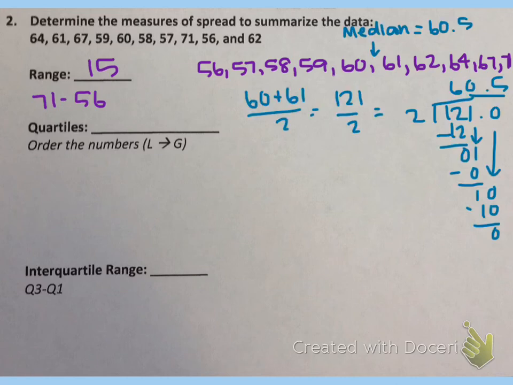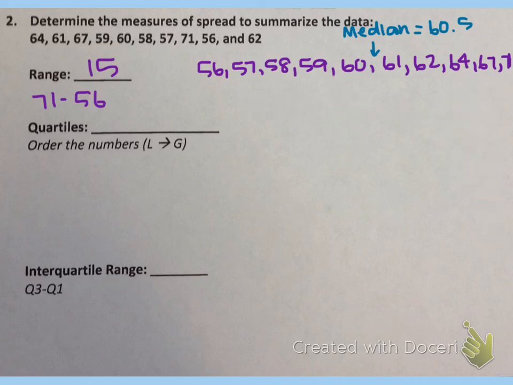The median of this set of numbers is 60.5 because both 60 and 61 were in the middle, and so we had to find the mean of those two numbers, which was 60.5. Now that we have the median, we can look on both sides of the median and find our quartiles. So on the left, everything to the left of 60.5 is what we're looking at right now, all these numbers, and we're going to find the median of these numbers. So the median is 58. That means Q1, or the first quartile, equals 58.